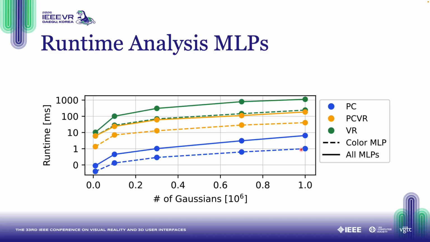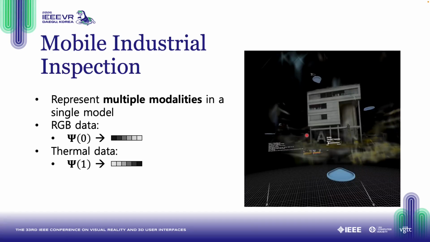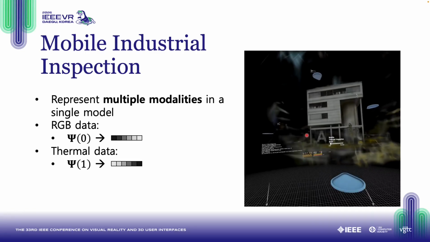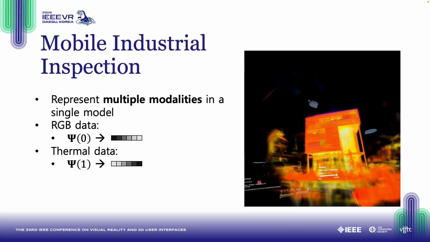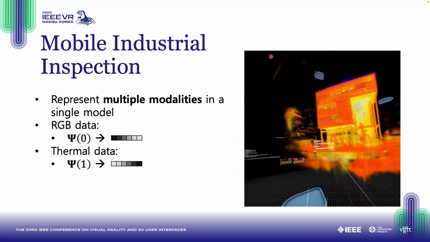While on the PC the runtime is negligible, inference on the mobile VR and PC VR scales with the number of splats. With 1 million splats, a complete shapeshift takes over 1 second on the standalone MetaQuest, while being below 10 milliseconds on the PC implementation. Still, our method is able to produce smooth renderings with shapeshifting between thermal and RGB on the mobile standalone Quest 3 as shown in this video.